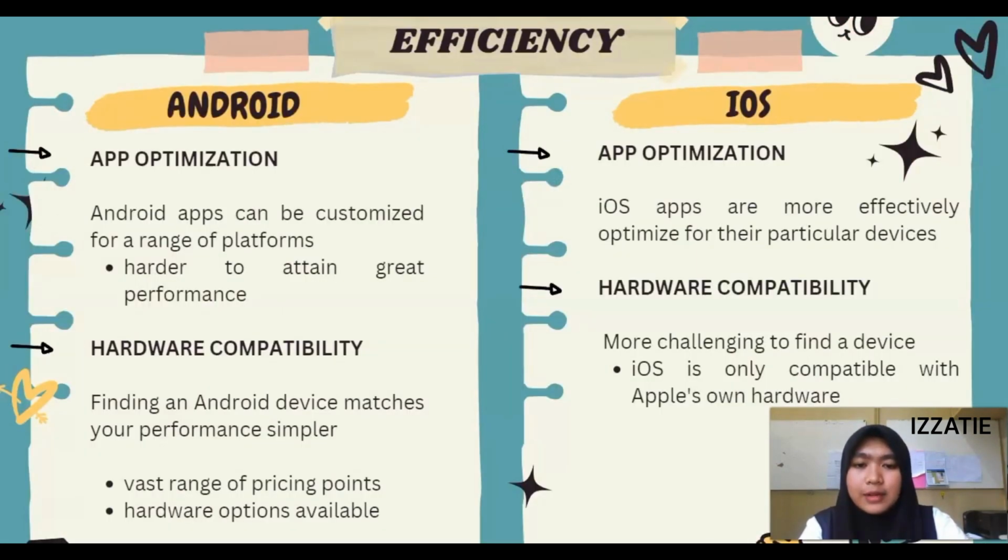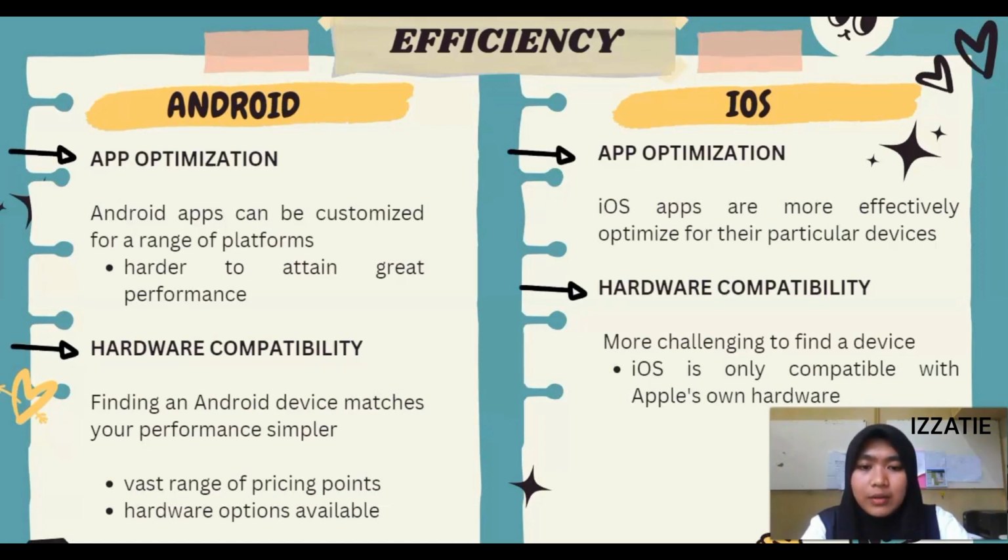The first difference between Android and iOS can be different based on the app's optimization. Android apps can be customized for a range of platforms, which can make it harder to attain great performance and efficiency. In contrast, iOS apps are more effectively optimized for their particular device, which can improve performance and effectiveness. Next difference is hardware compatibility.